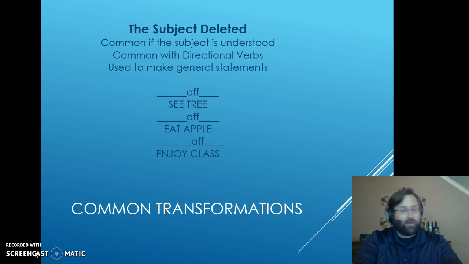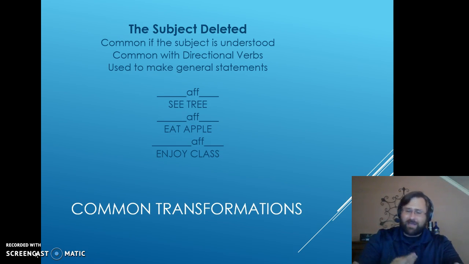So, for instance, if you've already been talking about Bob, Bob went to the park, then in your next sentence you might sign to show, oh, he saw the tree. And we assume it's Bob because we've only been talking about Bob. Nobody else is being discussed.